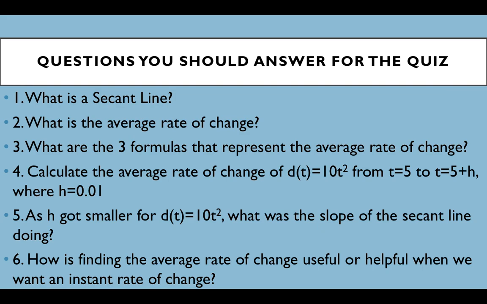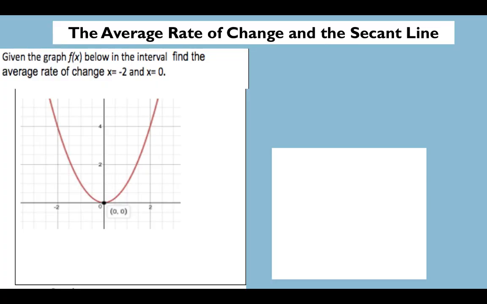Heads up, we're going to be answering the first 3 questions right now in this next slide. The average rate of change and the secant line, what are they? In order to hash out this topic, we're going to take a look at a graph, a visual. What I graphed for you right here is the function f of x equals x squared. It's a basic parabola, intersects at (0, 0). And we want to find the average rate of change between x equals -2 and x equals 0.